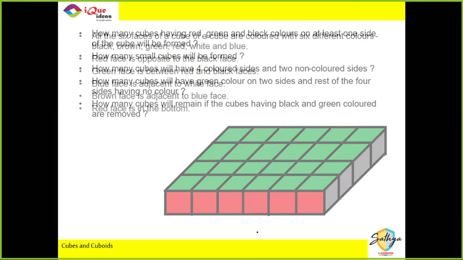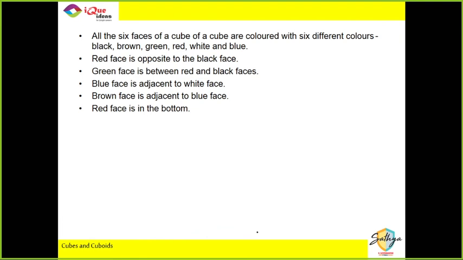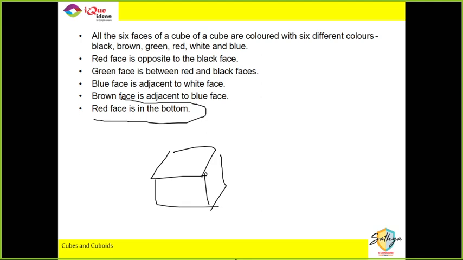Okay. Now 6 colors but no cutting. Simple. 6 colors but no cutting. So in a block, I know red is opposite of black, green is between, blue is adjacent. It starts with the direction of only one is given. So red is at the bottom. So my first pakka wala is the bottom is red. Now red is opposite to black. So if bottom is red, that means top is black.